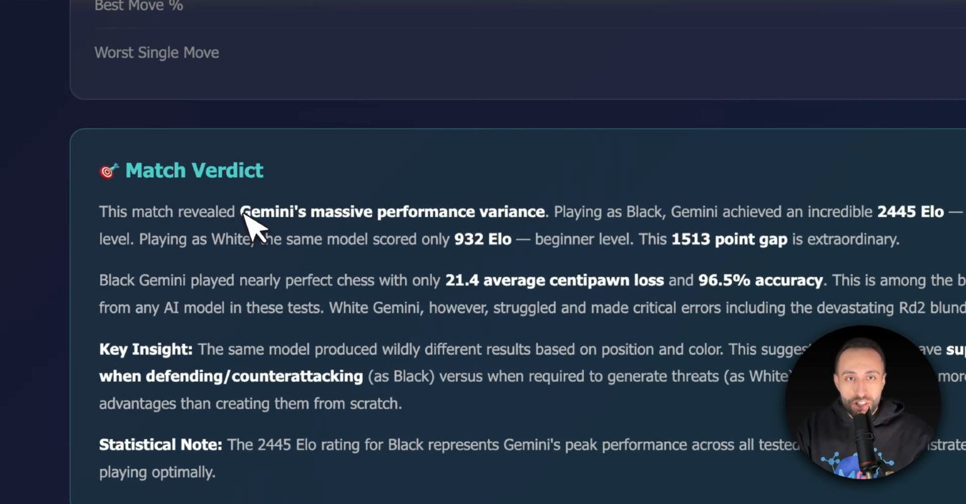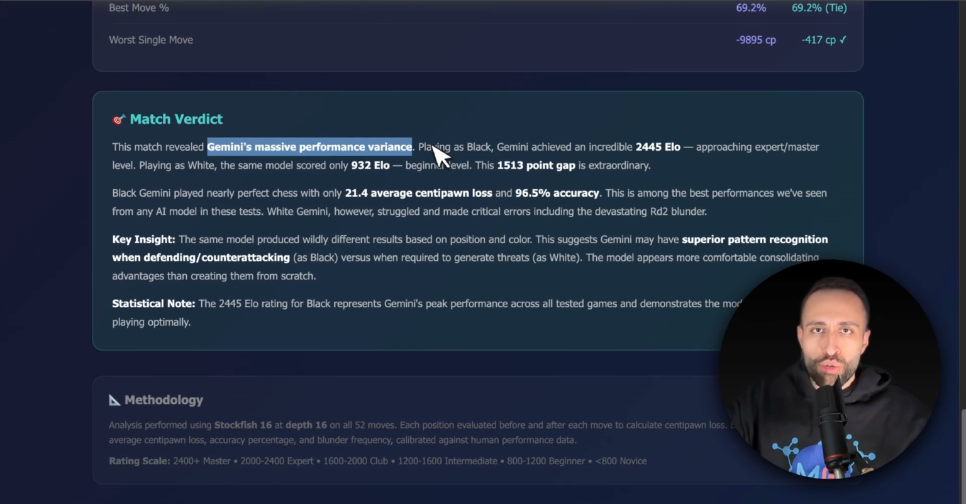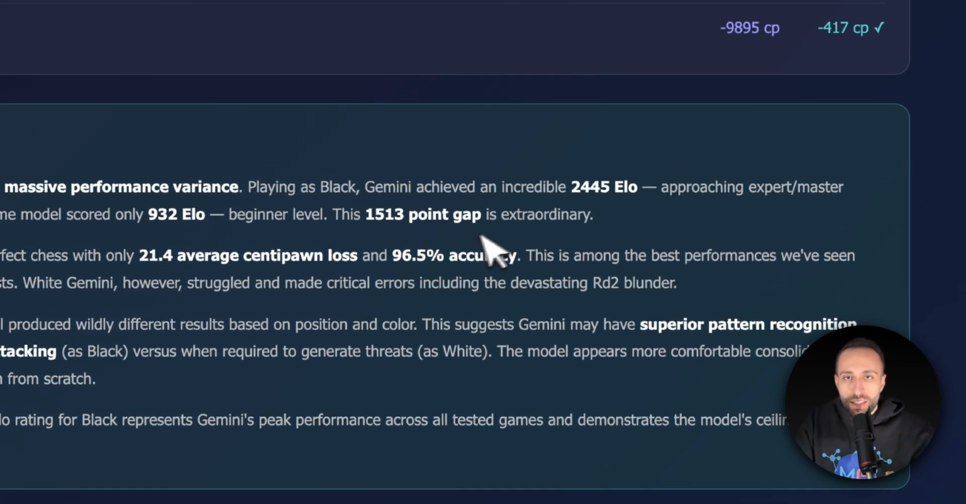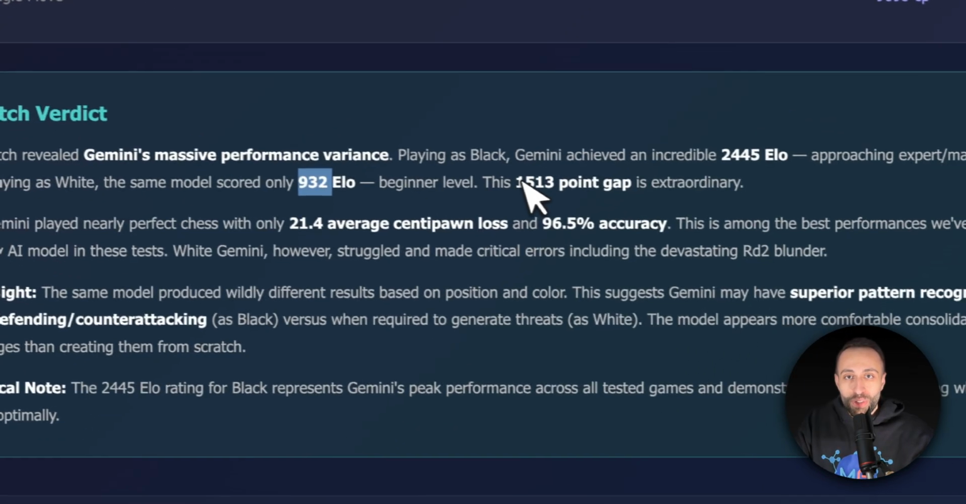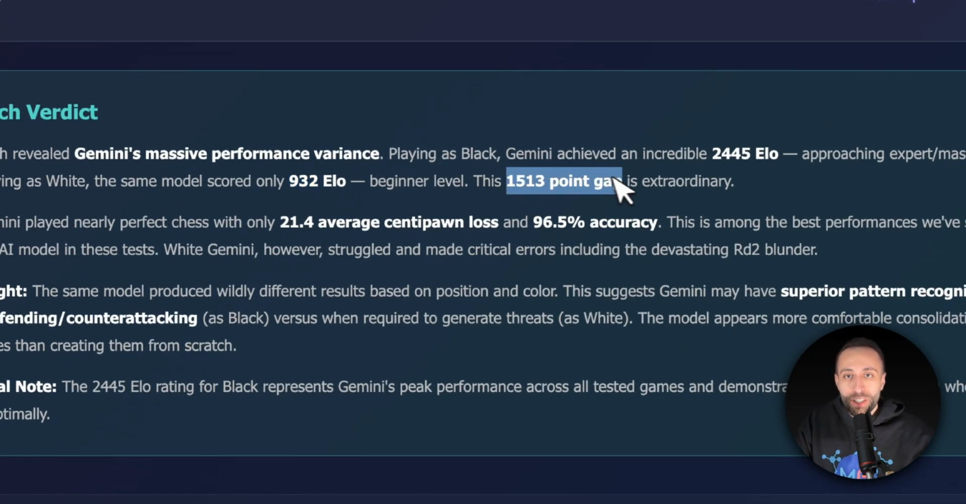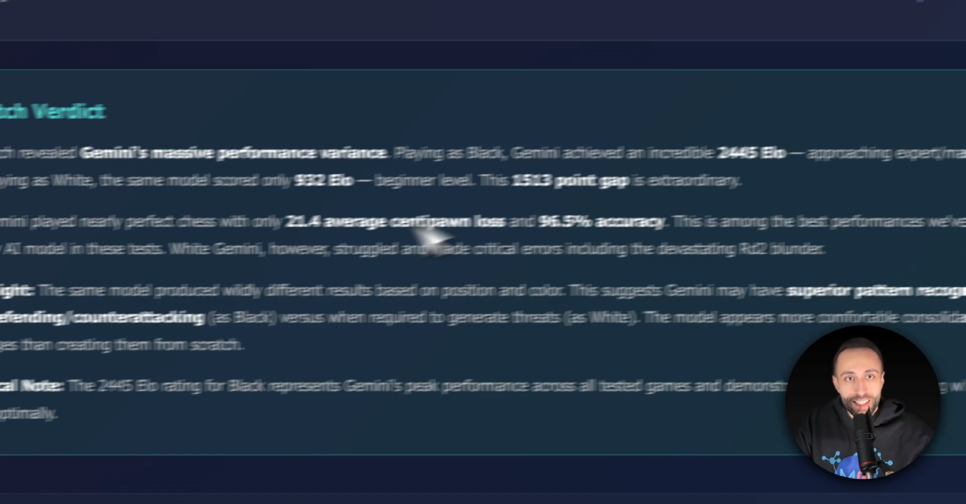The match revealed Gemini's massive performance variance, because we saw in some other matches that maybe the opponent was not so strong, so it didn't need to show an expert chess player from itself, and it was okay to act like an intermediate. But suddenly now we have this ELO ranking of 2000 or something, approaching expert or master level. At the same time, the same Gemini, which got defeated, showed this ranking. So this 1000-ish point gap is extraordinary.